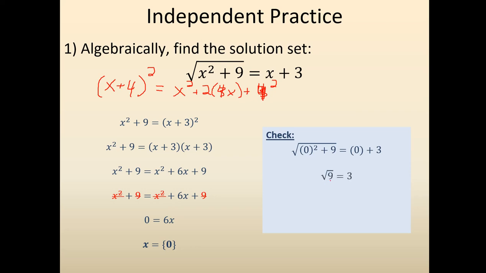Underneath the radical, we just get the square root of 9, and then on the right hand side, we get 3. This gives us a true statement, 3 equals 3, which means 0 is a solution for x. So again, once we solve it, we have to do the check, and if we come up with a true solution, or true answer, then that means our solution is correct.